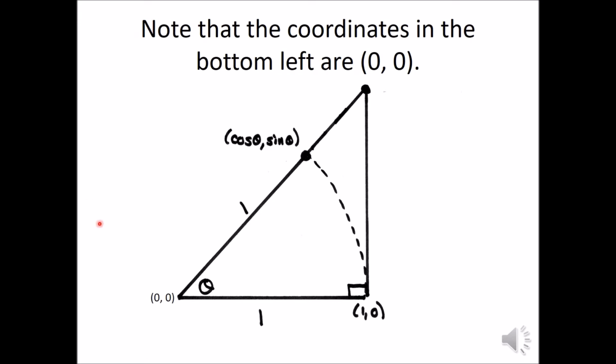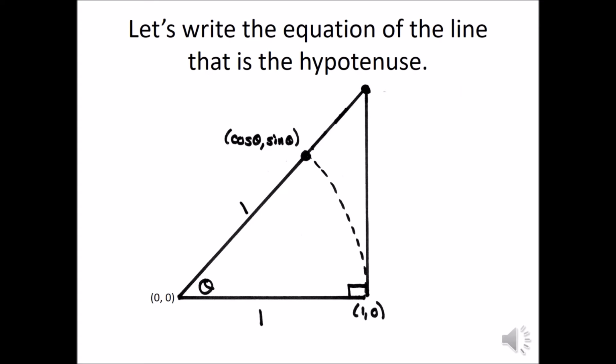First thing we're going to do, we're going to notice that the coordinates over here are my origin. I'm going to call those coordinates (0, 0). And I'm going to try to write the equation of the line for this hypotenuse of the right triangle. And I figure if I can get the equation of the line, then I can just plug in 1 for my x and figure out the y coordinate of this point.